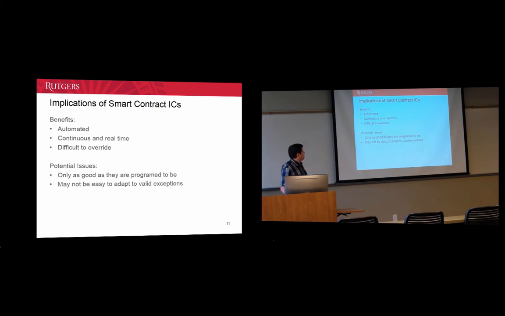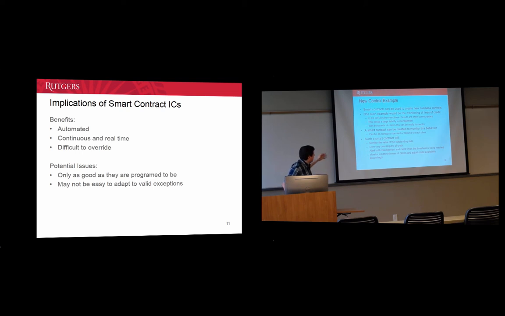But there are some potential issues with smart contracts specifically. They're only as good as they're programmed to be. In the case of Ethereum, there was this huge problem with the hard fork that I went over because it was misprogrammed. And it may not be easy to adapt with valid exceptions. There could be a situation where management overrides occur very frequently, and that's actually a normal part of the business process. But if you have a smart contract that won't let data be loaded if it fails to meet certain criteria, then that can cause an issue of correct data not being uploaded onto the system. Right?